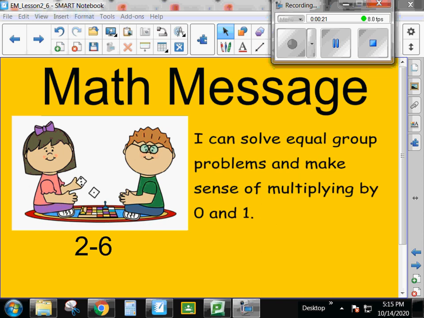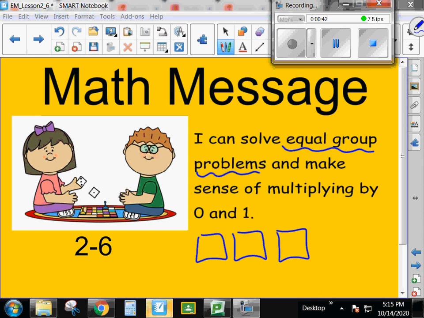It makes sense of multiplying by 0 and 1. So first of all, again, it's some more word problems, and specifically, we're going to be working with equal group problems. Now, when we were working with equal groups about a week or so ago, what is equal groups? So that means like if I had 3 groups and they each had 3 in each group, these are equal groups. What kind of math is that? And we learned that that is multiplication because we have 3 groups of 3.